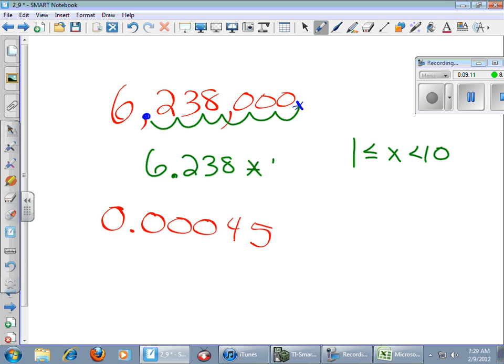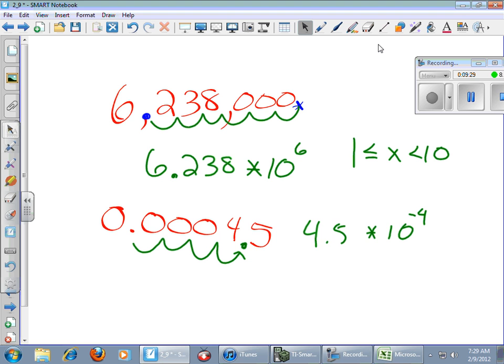6.238 times 10 to the 6. All right. Now, in this one, I want the decimal point to end up here. 1, 2, 3, 4. Right? 4.5 times 10 to the negative 4th. Okay. When I started with a big number like 6 million, my exponent was positive. When I started with a small number, a number less than 1, my exponent was negative.